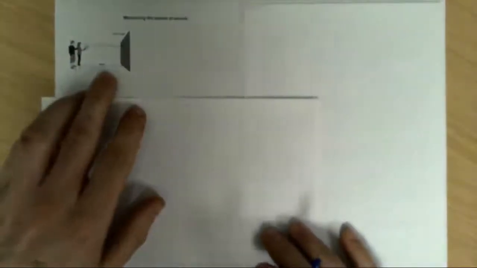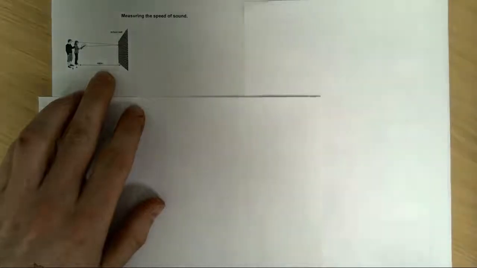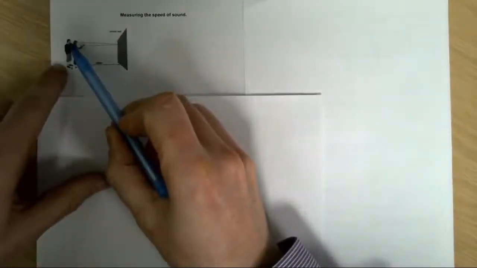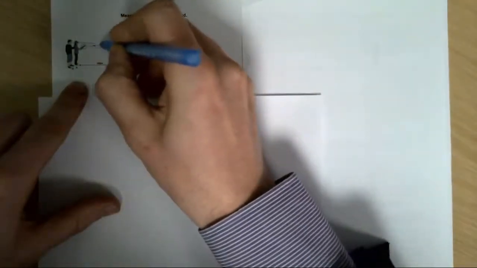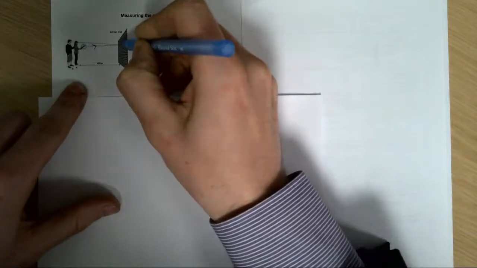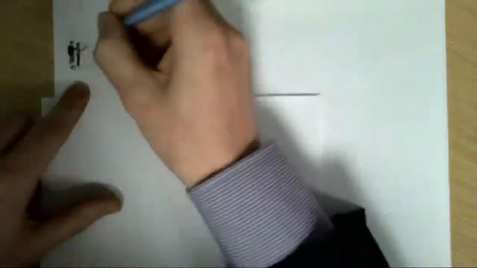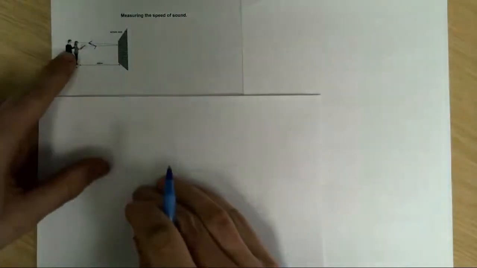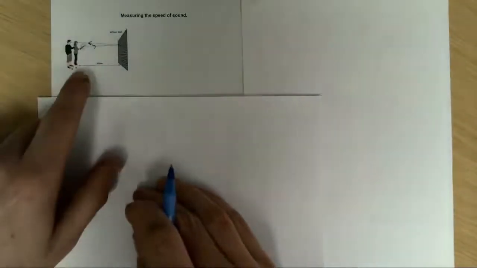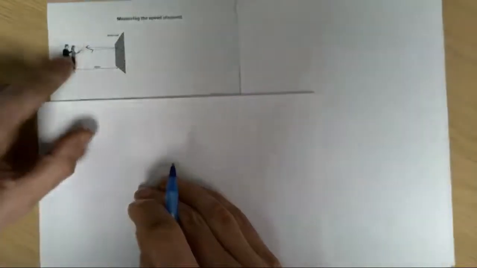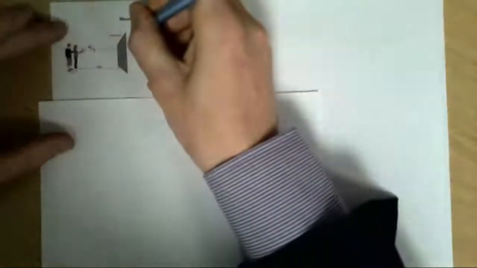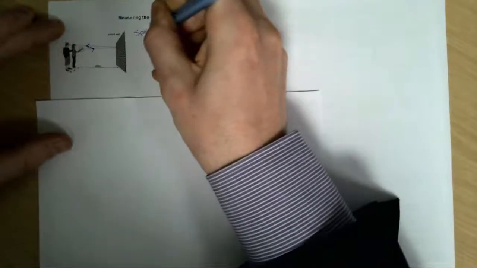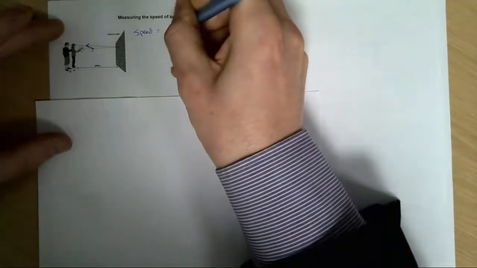So the first one is a very simple method where you clap or you make a sound. The sound travels to the wall, it bounces off the wall, it reflects off the wall or echoes off the wall, and then is detected usually by another person. And if you know the distance and the time, it's really easy to work out the speed. So we know that speed equals distance over time.